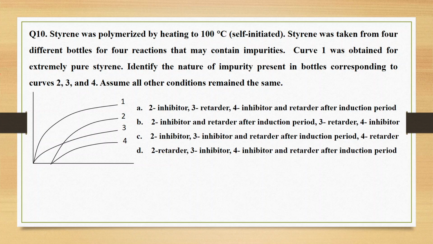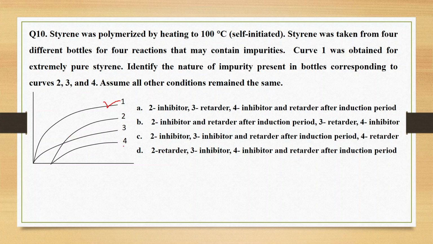So this is the number 10 question. It states styrene was polymerized by heating to 100 degrees centigrade, and it was taken from 4 different bottles for 4 concentrations that may contain impurities. Okay. So curve 1 is for the pure styrene. Identify the nature of impurity that are present in other bottles that are causing the curves 2, 3 and 4.